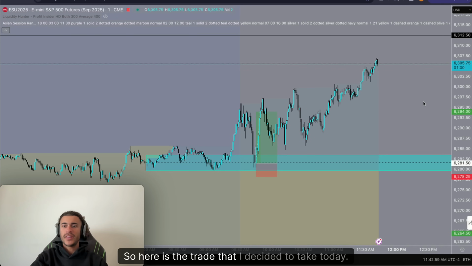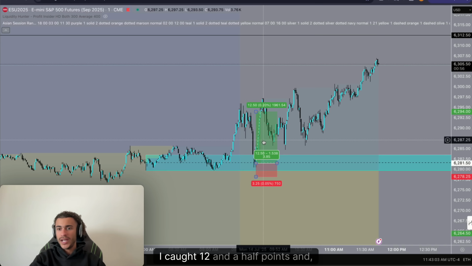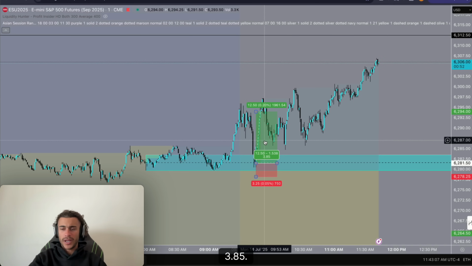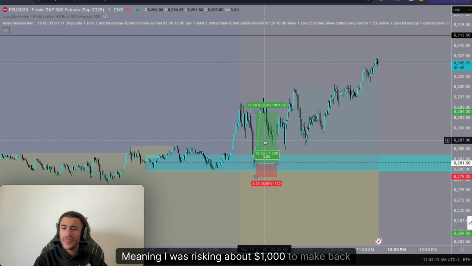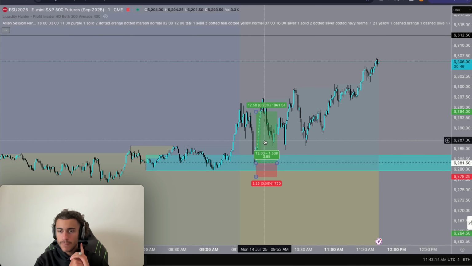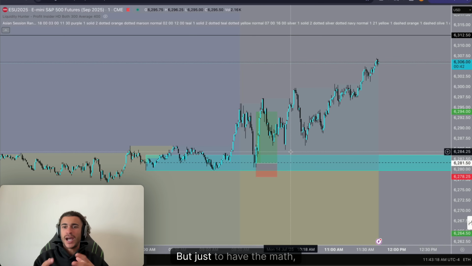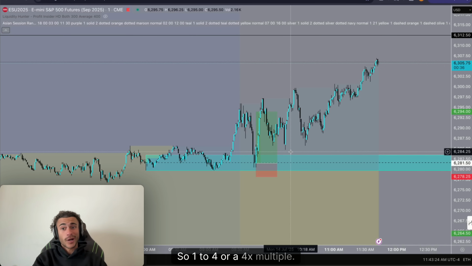So here is the trade that I decided to take today. This was a break and retest trade. I caught 12.5 points, and I got a risk reward of 1 to 3.85. So technically 1 to 4 if you want to round that up, meaning I was risking about $1,000 to make back $4,000. I was risking a little bit over $1,000, but just to have the math simple in your head, think I was risking $1,000 to make back $4,000, so 1 to 4 or a 4x multiple.